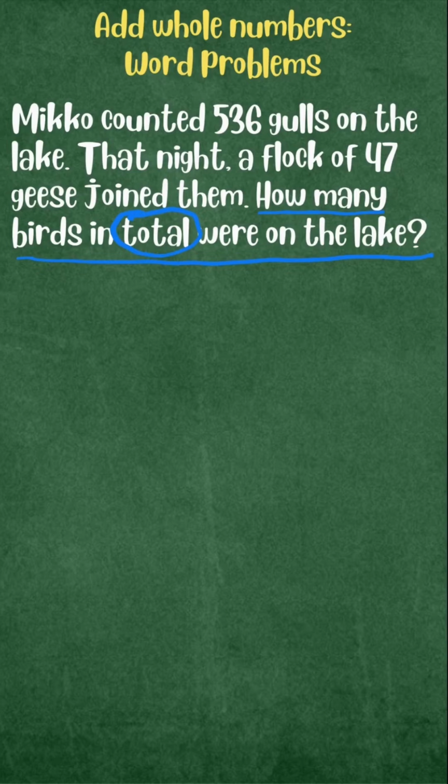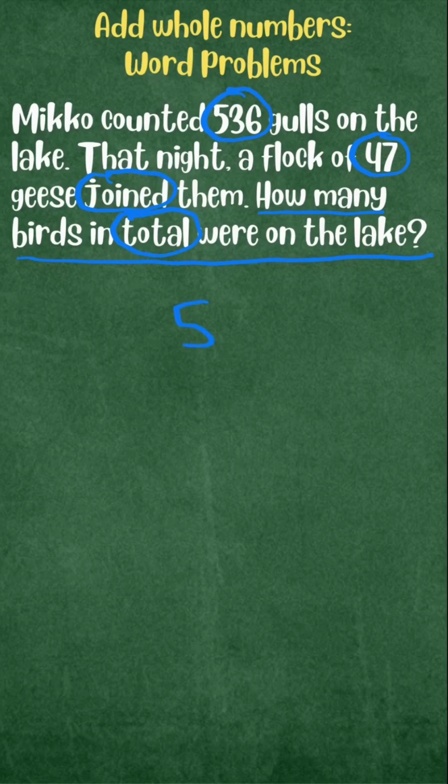Now I'm going to read it one more time, but I'm also going to circle keywords to help me and any numbers I know I'm going to have to use in my calculations. So Miko counted 536 gulls on the lake. That night, a flock of 47 joined them. How many birds in total were on the lake? Now, when something joins something, I know I basically am adding them together. So that's what I'm going to have to do with these two numbers.